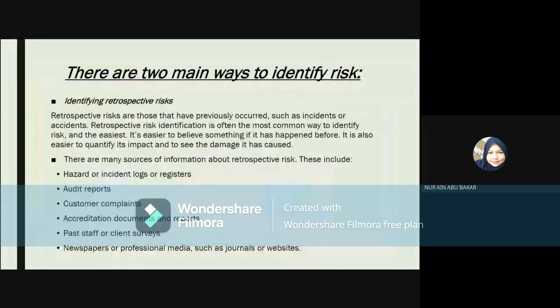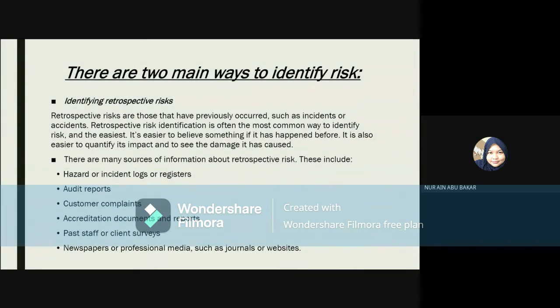So there are two main ways to identify the risk. First is retrospective risk. This is something that previously occurred, so we have to put in the probability that most likely it will happen again. Retrospective risk identification is often the most common way to identify risk and the easiest. It is easy to believe something that has happened before will happen again, and it is easy to quantify the impact and see the damage it has caused.